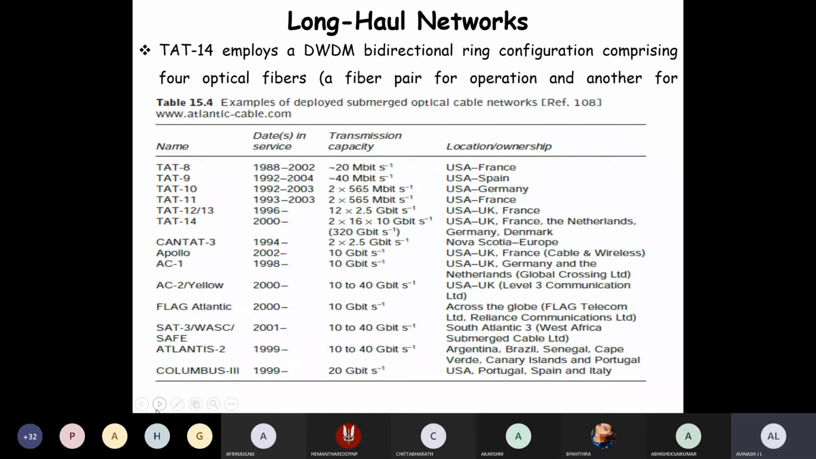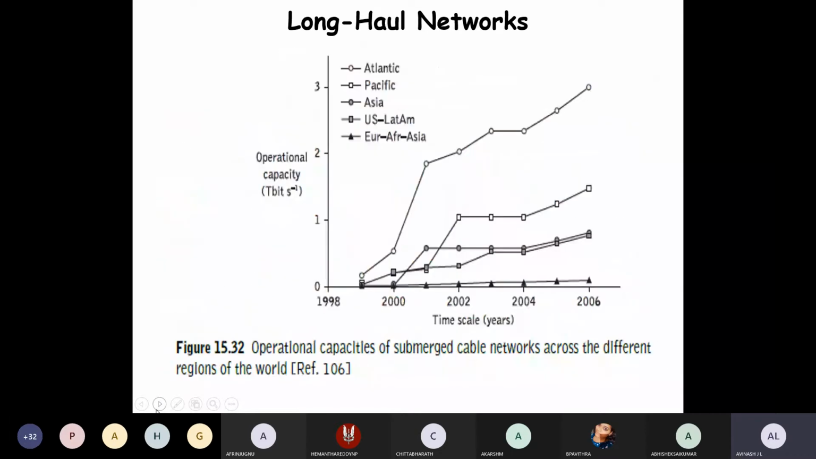After that, in the long haul network, you can see the connection between the many networks.